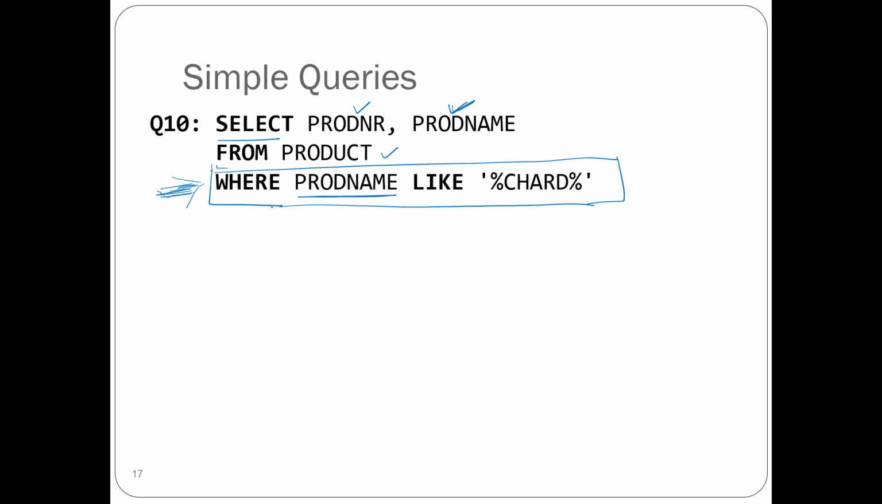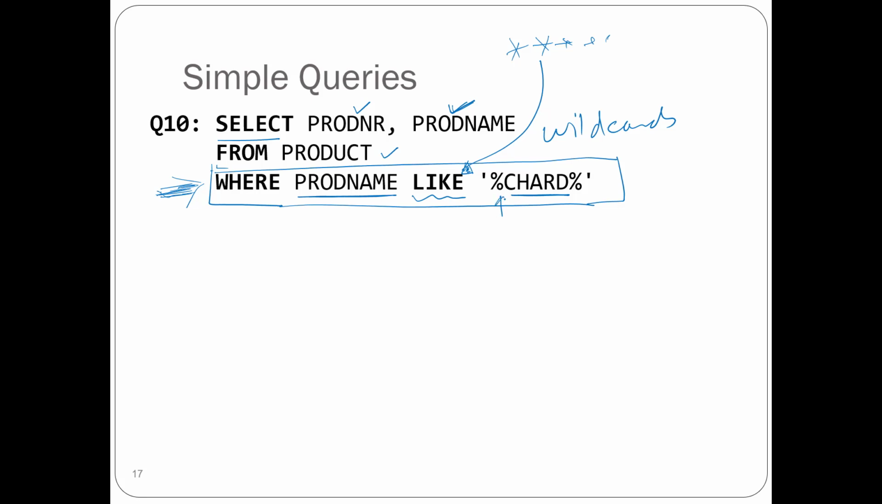Okay, so the condition has been written like this, where prod name like, right? So this like is also a very interesting keyword. What it does is it compares these strings. Prod name is the name of a product, and that will be a string value. Now we want the result, which means the prod nr and prod name, only for those products where the name has the substring char. What we are doing here is using some wildcards. Wildcards are very popular in pattern matching. That's what we are doing here. We want the prod nr and prod name for those products from the product table where their name has the substring char in there.